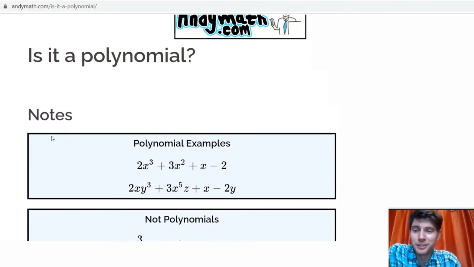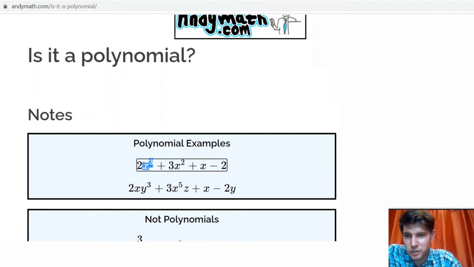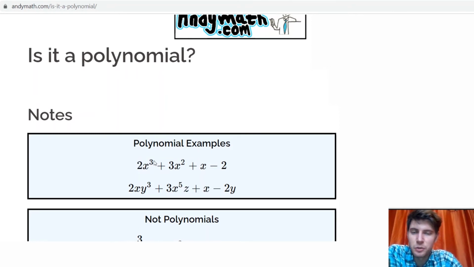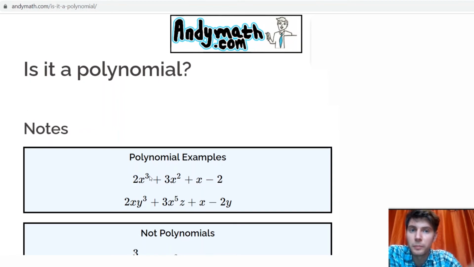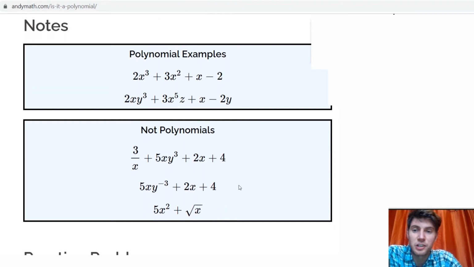Is it a polynomial? So here's some examples of polynomials. A polynomial is a bunch of terms that are added together that are numbers and variables to a positive whole number exponent. Here's two examples of polynomials. Here's some examples of things that are not polynomials.